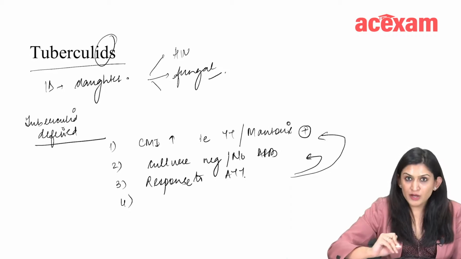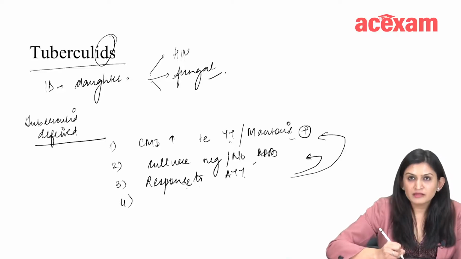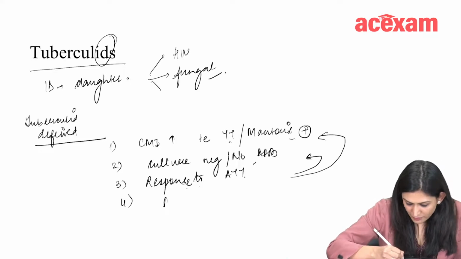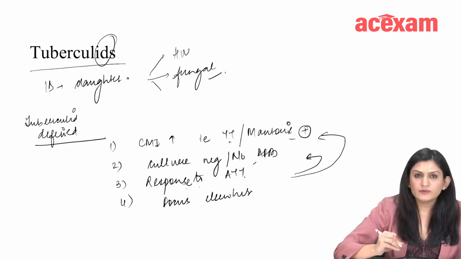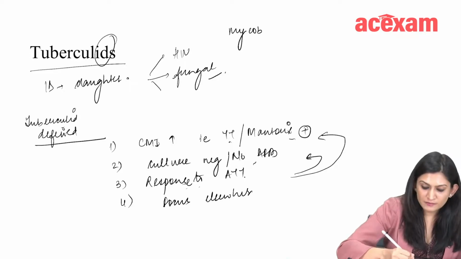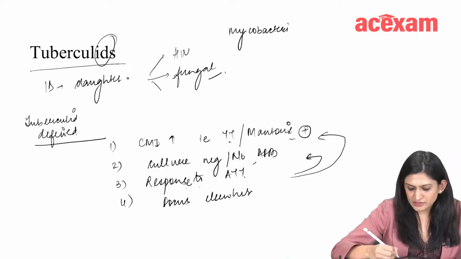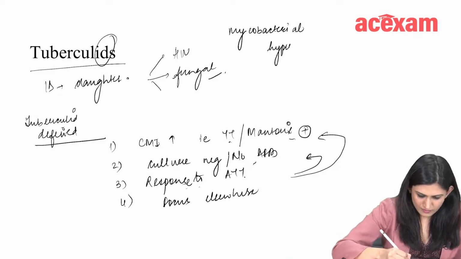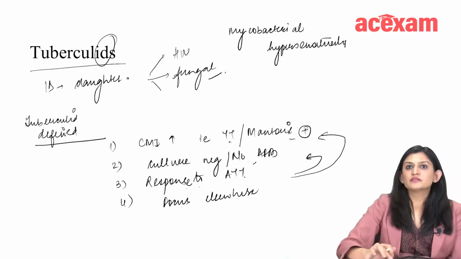And that's why the tuberculin test or Mantoux test is positive. And why would that be? There is a negative culture, but the patient is still responding to treatment. Why is that? Because there might be some focus elsewhere, and that's why it is causing this mycobacterial hypersensitivity. So a tuberculid is a mycobacterial hypersensitivity reaction to a focus of tuberculosis elsewhere on the body. Clear to everyone?